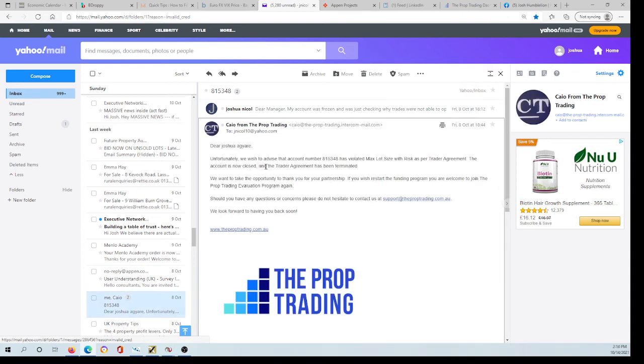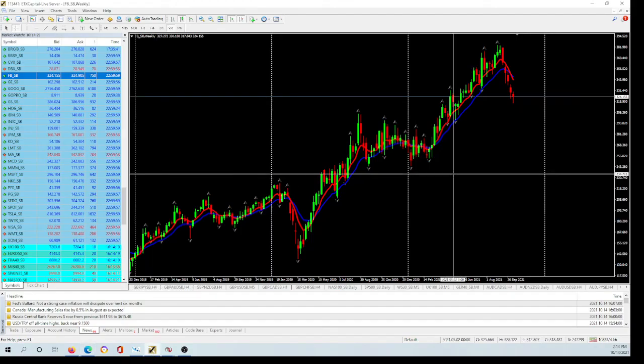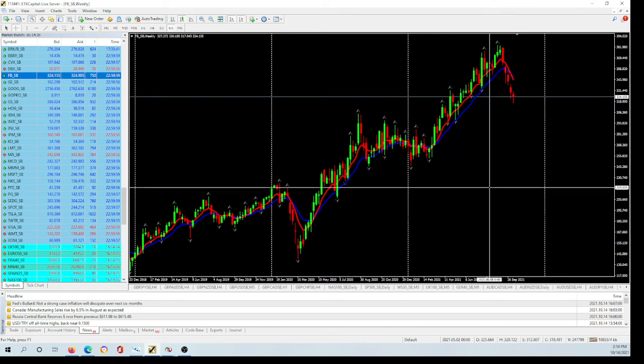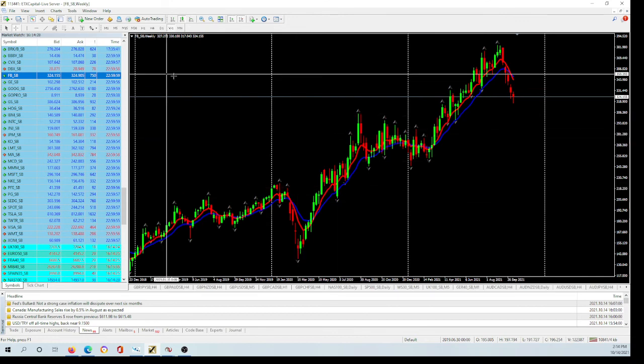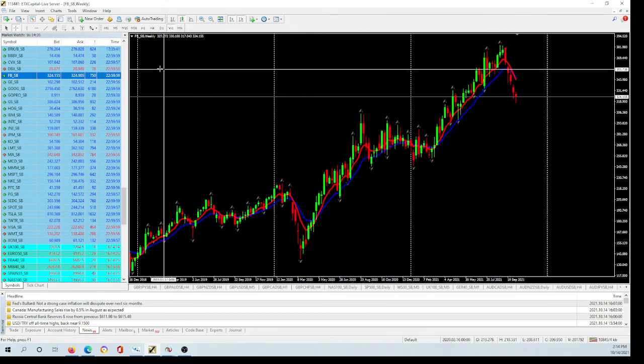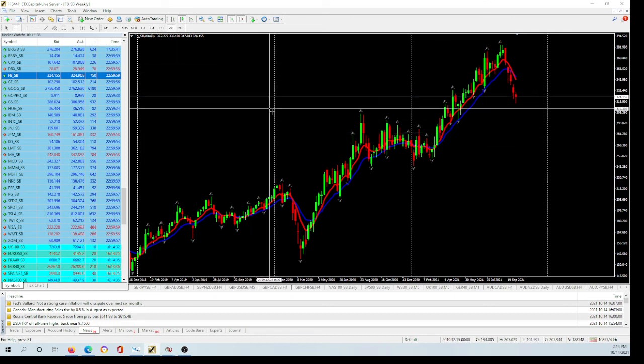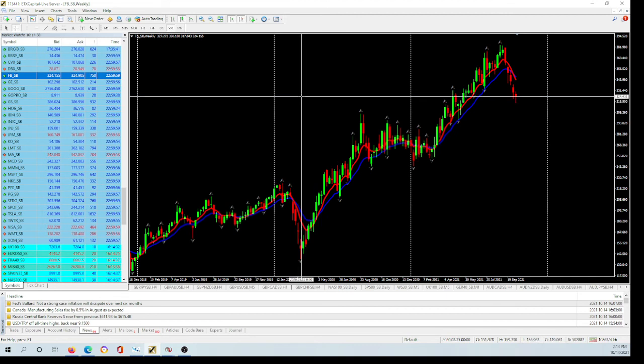Okay, so unfortunately we wish to advise that account 85 has violated max lot size with risk as per the trade agreement. The account is now closed and the trade agreement has been terminated. I reached out to them and said it was a mistake. Why don't you give me a bypass this time, because the platform wasn't working, and it just clicked where I didn't know. It just clicked, and I didn't know.